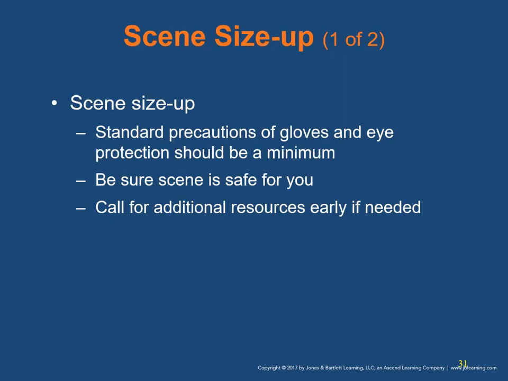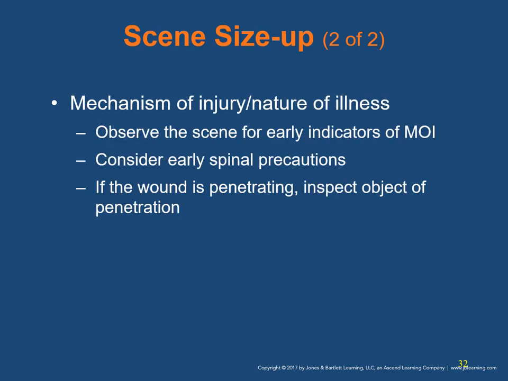Scene size up. Standard precautions should be taken at the scene. Gloves and eye protection should be a minimum. Be sure the scene is safe for you. Call for additional resources early if needed. Mechanism of injury, nature of illness. Observe the scene for early indicators of the MOI. Consider early spinal precautions. Consider all of the injuries the MOI could have produced.